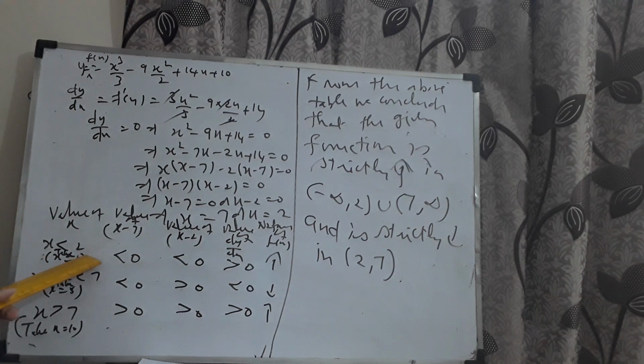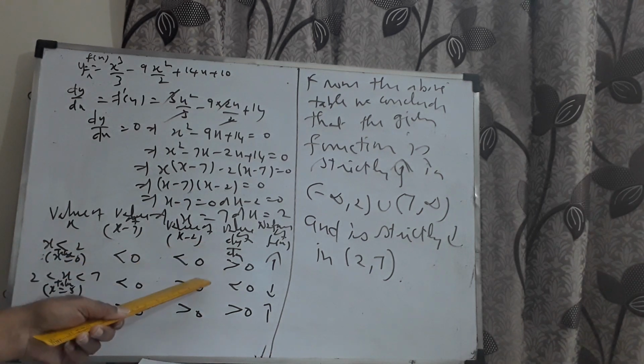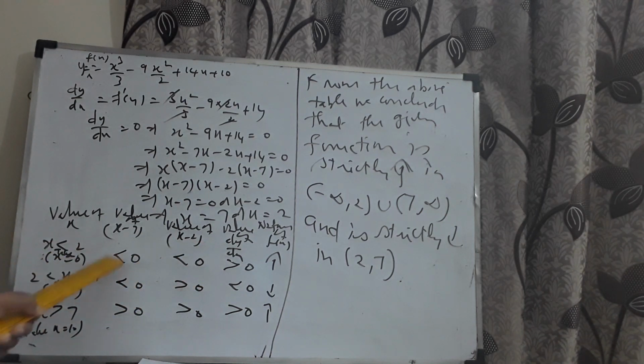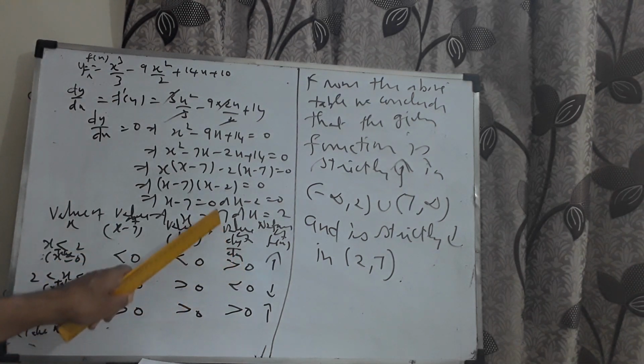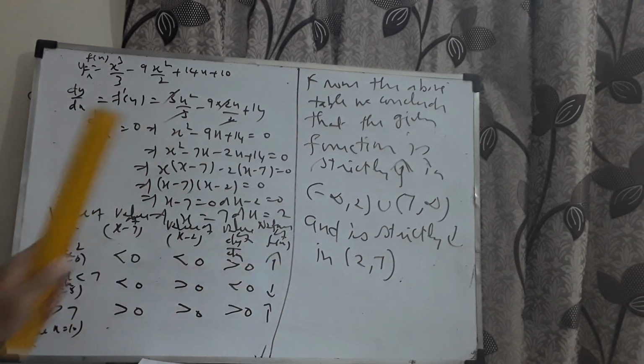I take x less than 2. I take x equal to 0, 0 is less than 2. I take a particular value and then explain. 0 minus 7 is negative, 0 minus 2 is negative. For any value below 2, this will be the case. Therefore, minus into minus will make it plus. dy by dx is positive, means the function is increasing.